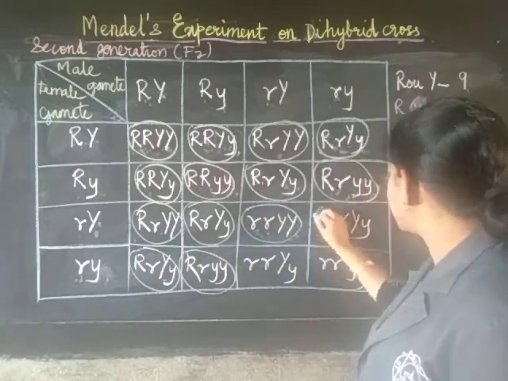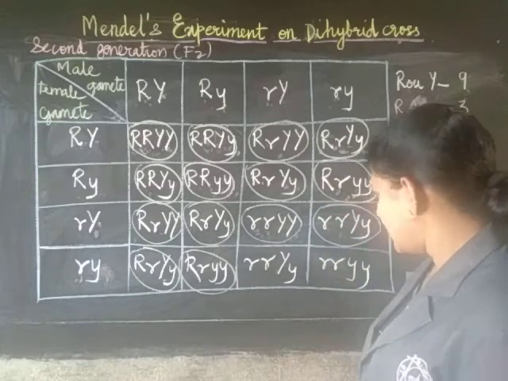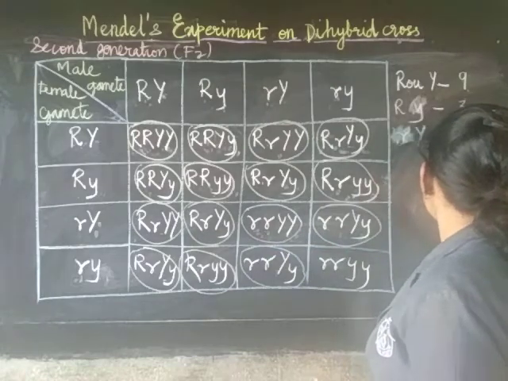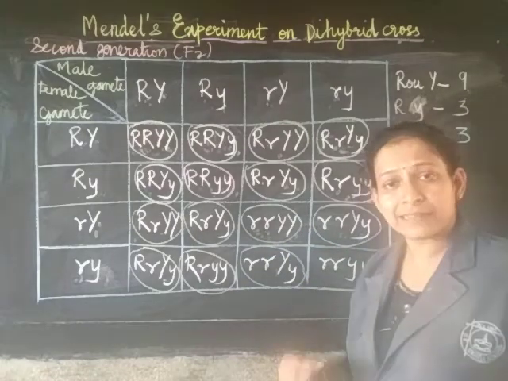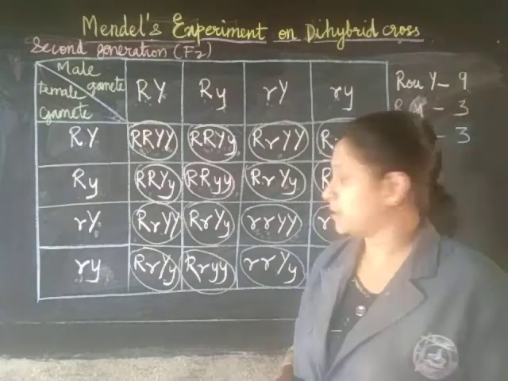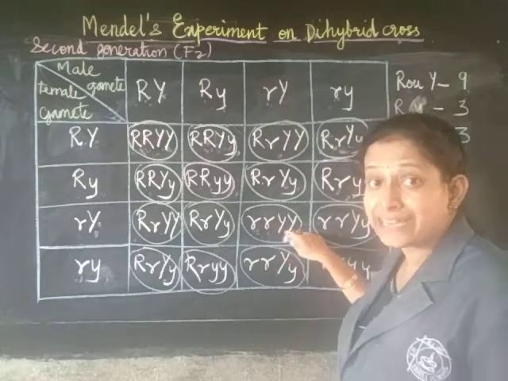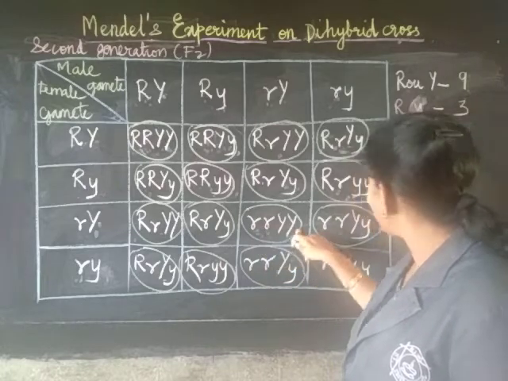This is also wrinkled and yellow 2. And again one more wrinkled and yellow 3. Again we are getting wrinkled and yellow 3. Now we'll see. Sorry, not wrinkled and green, wrinkled and yellow. Wrinkled and yellow are 3.